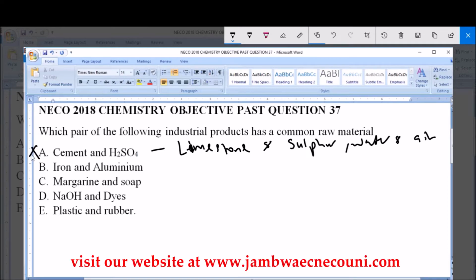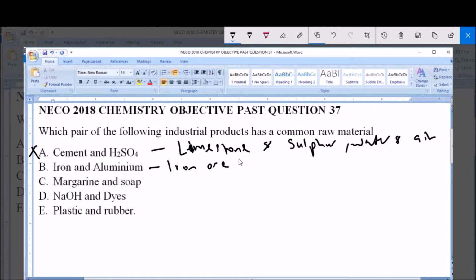Now option B, iron and aluminium. Now iron, both of them are made using ores, but the ores of iron is different from the ores of aluminium. So an example of iron ore is magnetite. Example of aluminium ore is bauxite. So you can see that these ores are not the same, so their raw materials are not common, so it is not the answer to the question.